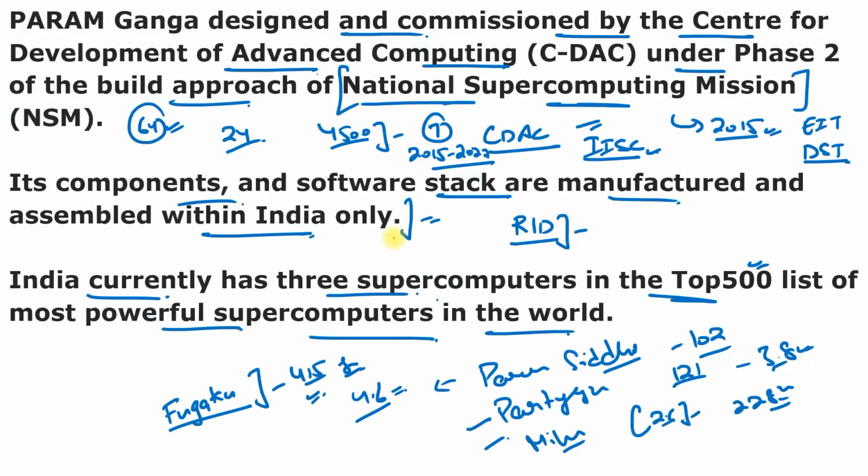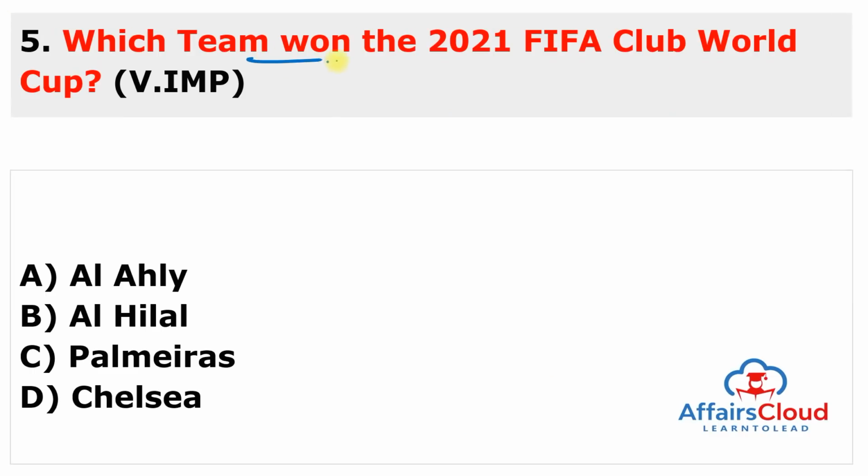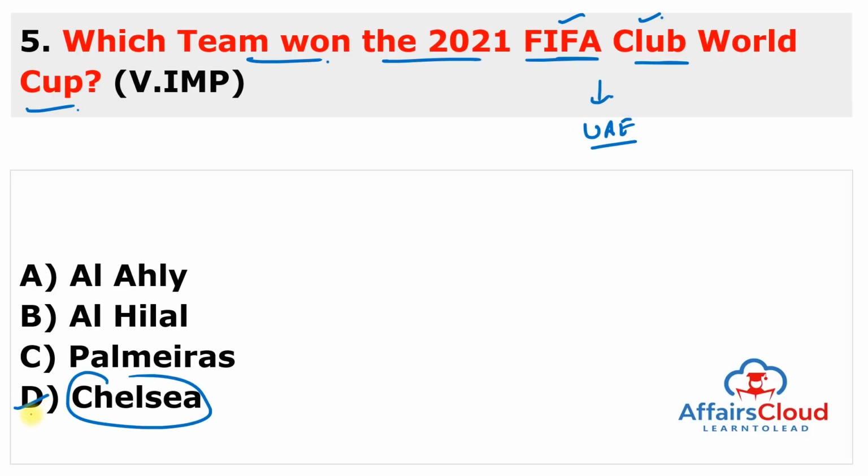Now we are moving to the next question. Which team won the 2021 FIFA Club World Cup? So this is the FIFA Club World Cup. First of all, you have to remember this is hosted by the United Arab Emirates and this is won by Chelsea. So the answer of this question is D.